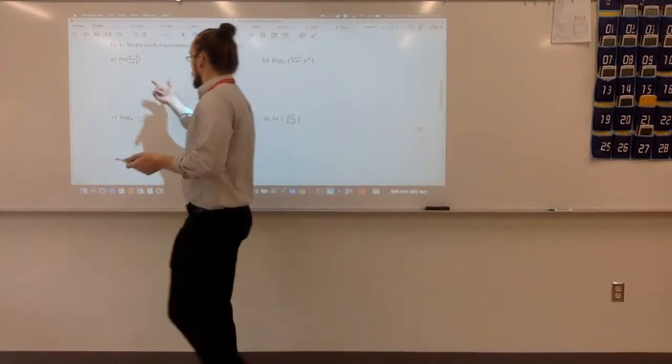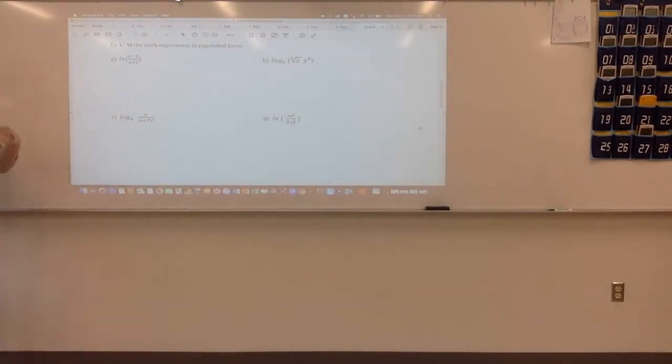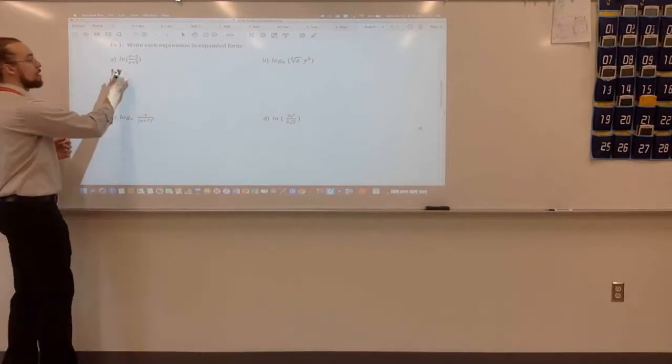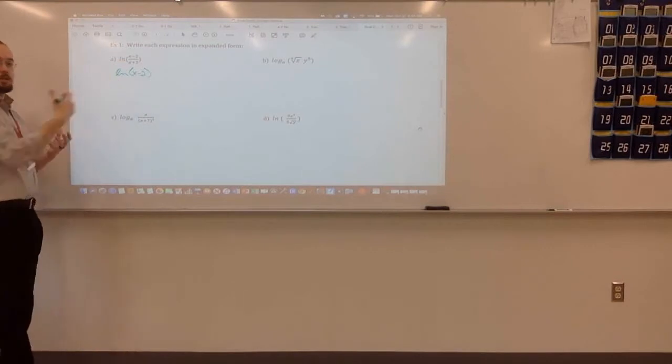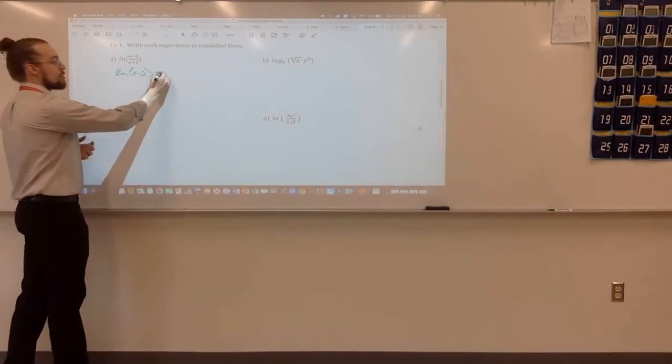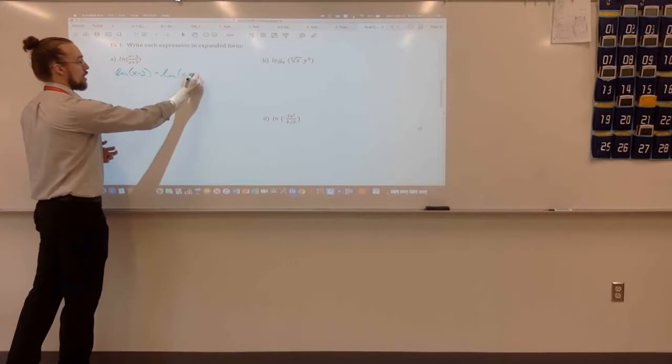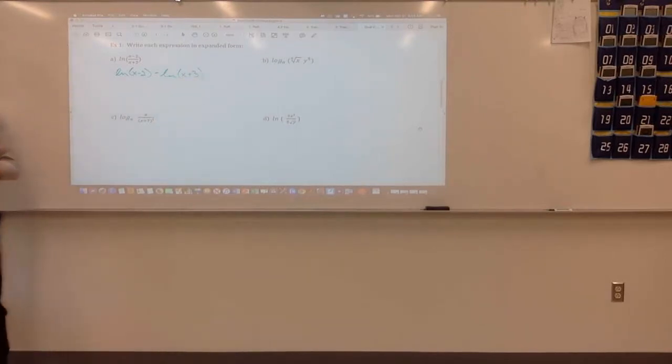First I've got natural log of (x minus 2) over (x plus 3). Well, I've got division here. So how can I split this up into two different logs if I'm dividing two things inside of that log? Subtract, right? So I could rewrite this first as natural log of the whole numerator, x minus 2, minus natural log of the entire denominator, x plus 3. Can I expand each of those any further?